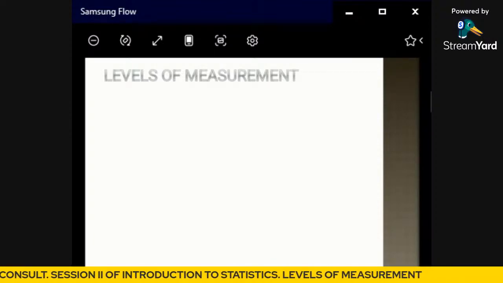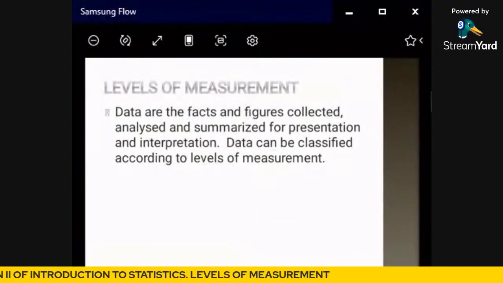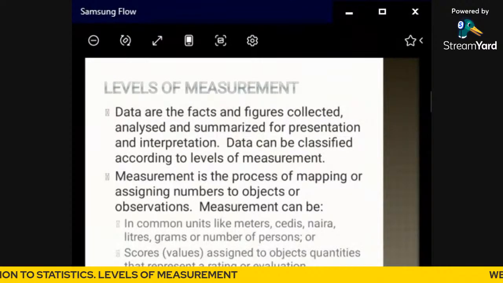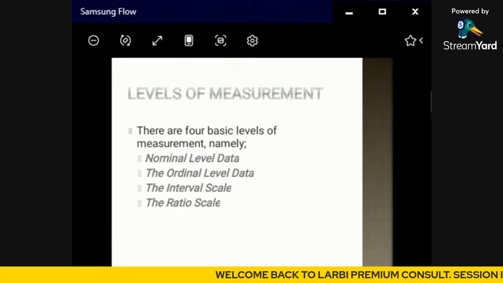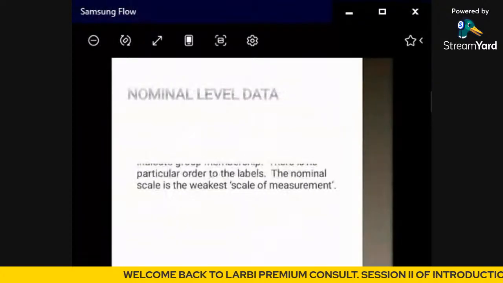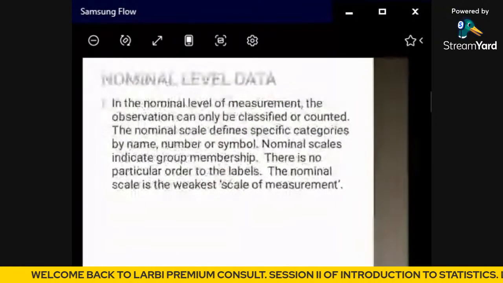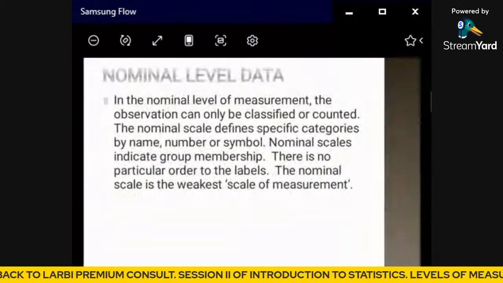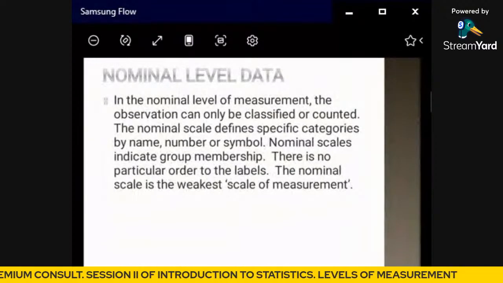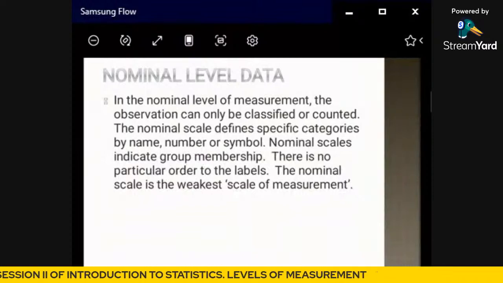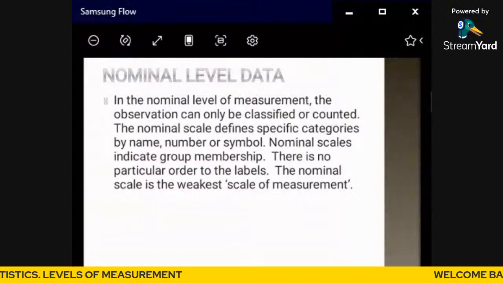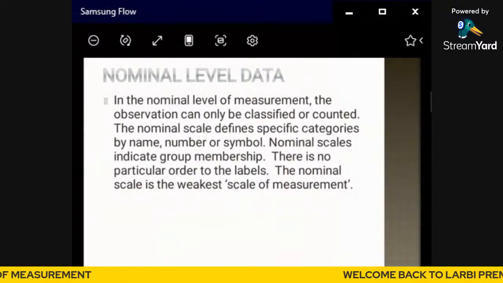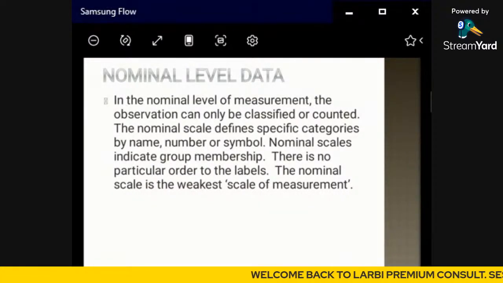And the next one, as we have already defined, there are four levels of measurement. We have the nominal level, the ordinal level, the interval, and then the ratio. At the nominal level of measurement, the observations can only be classified or counted. I think we have spoken about this. And then the nominal level of scale defines specific categories by name, number, or symbol. So the nominal scale indicates a group membership. This was what I was talking about. So there is no particular order to the levels.